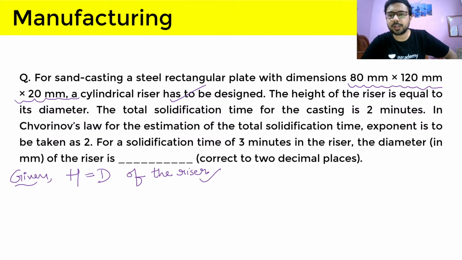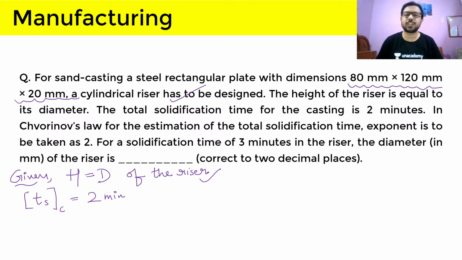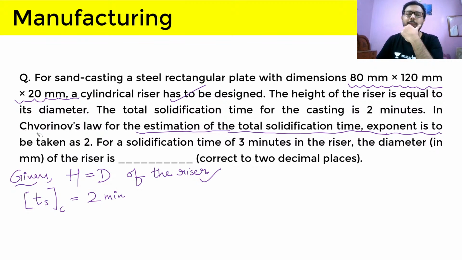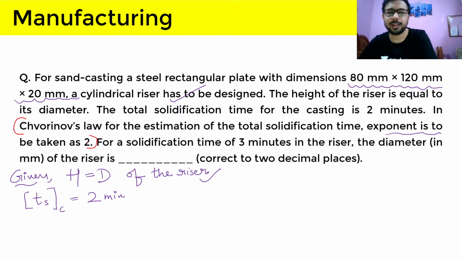Total solidification time for the casting is 2 minutes. So T solidification for casting is 2 minutes. In Chvorinov's law, for the estimation of the total solidification time, the exponent is to be taken as 2. This line is nothing but what we have already studied, so you don't have to focus too much on it. You have to keep things simple, because Chvorinov's rule, we have already studied, says that the solidification time is proportional to the V by A ratio squared. So that exponent is 2. That is the only thing provided here, nothing new.